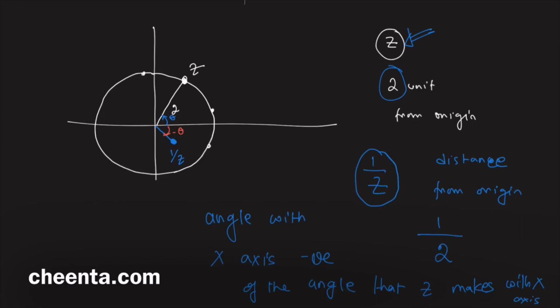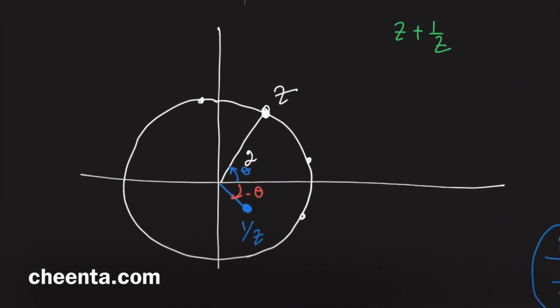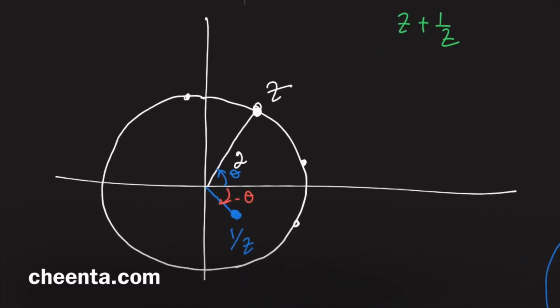Okay, so what are we trying to do? We are trying to add z and 1 over z. So we will use the parallelogram law of vector addition, because you're just adding 2 points. Let's bring this picture into focus a little bit more. This is the origin. We'll just complete the parallelogram, and the point P, which is equal to z plus 1 over z, is here.